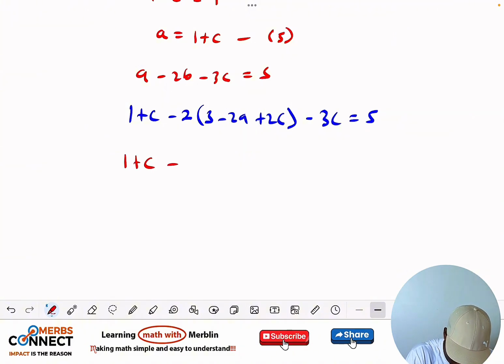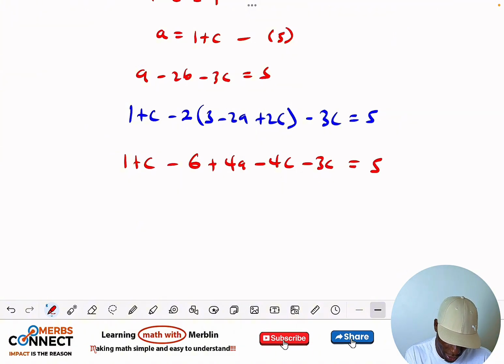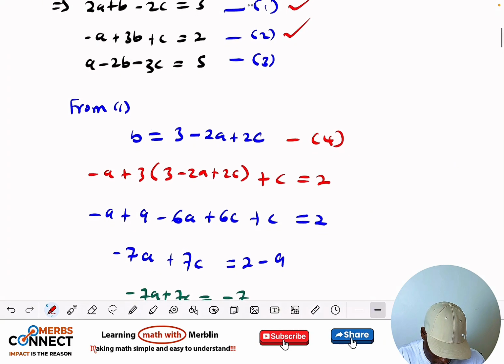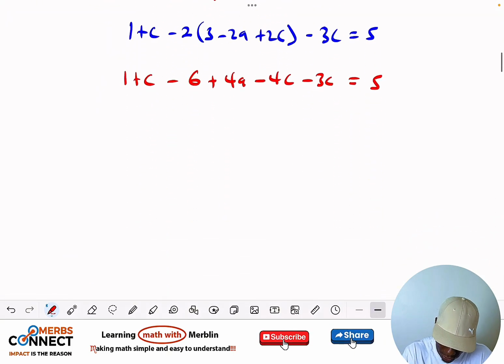c minus 2, minus 2. So this one is going to be minus 6 plus 4a minus 4c minus 3c is equal to 5. So you see that now this is in terms of only... not only, let me see something here. Okay, we are doing it right.